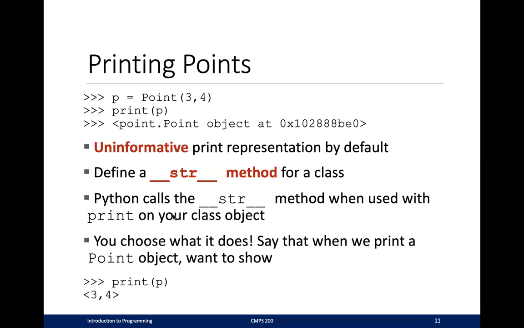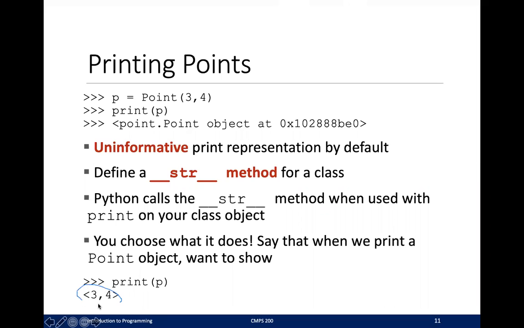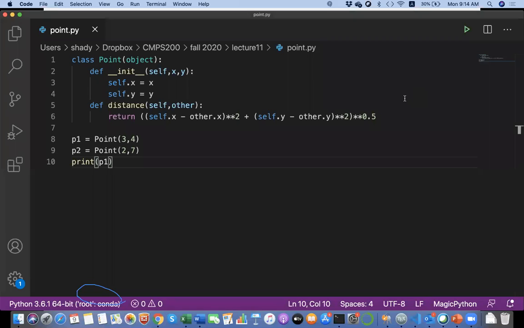Let's say I want to print any point as follows. I want to print it like this, with enclosing brackets or symbols, like less than and greater than, and then the x coordinate, comma, the y coordinate. That's how I want to print. So how can I do this? Let's see. I have to go to the class definition.